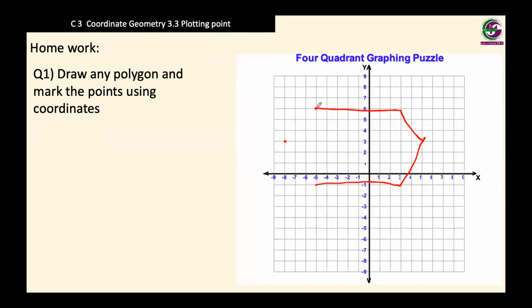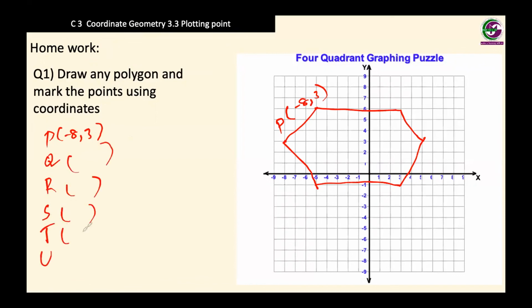You have the points. Let me mark only one of them, P. P will be -8, 3. And we can continue like that. P, Q, R, S, T, U. You can mark all of them in the brackets with abscissa and ordinates. That's your homework. That's all for today.